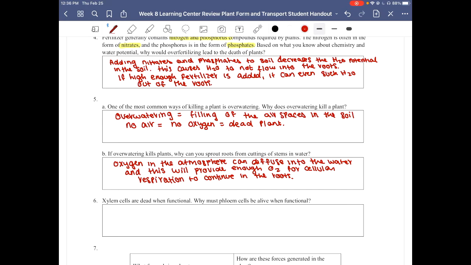Okay, so next question is xylem cells are dead when functional. Why must phloem cells be alive when functional?